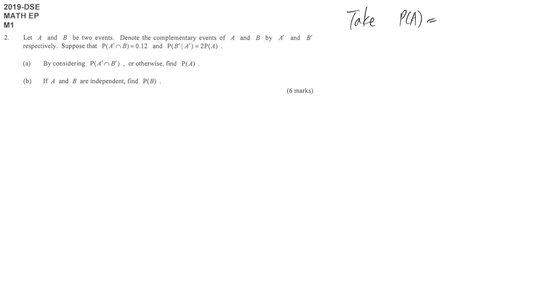So you may take P(A) equal to P. It's much easier for you to understand if you use a single letter to represent the whole thing. Otherwise, it's difficult for you to read the equations. But anyway, it's just up to you. We have this item equal to 0.12, and also we have this one, the conditional probability. It's much easier to use this one.